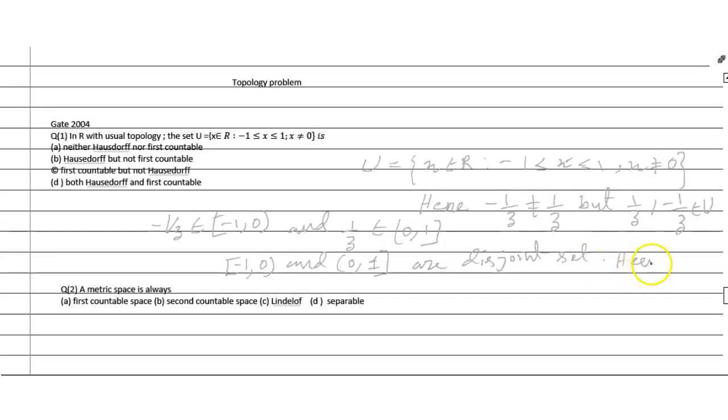Hence U is Hausdorff and first countable. So both Hausdorff and first countable, option D is correct.